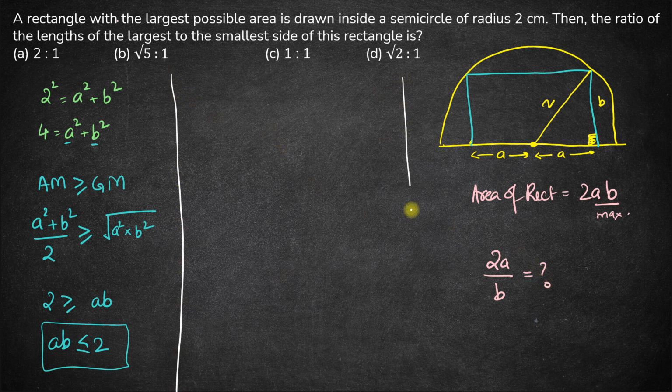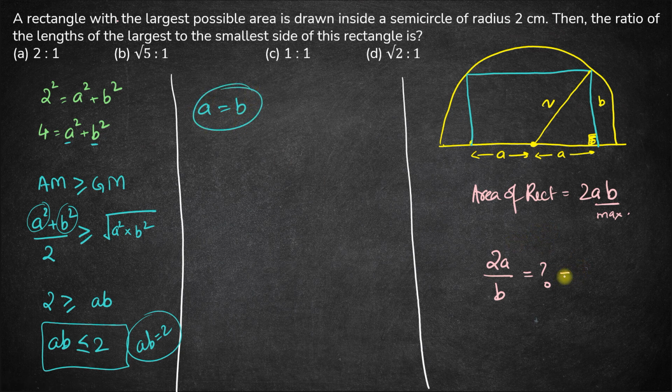Fine. So again, coming back to this property, AM is greater than or equal to GM. We have figured out now that A into B should be equal to 2 to maximize the area. That means we are looking at the equality. And when does the equality happen? Equality happens when both these numbers that we are considering are equal. AM is equal to GM when the numbers under consideration are equal. That means A squared should be equal to B squared. So this effectively gives us that A should be equal to B, and if A is equal to B, the ratio of length and width, 2A to B, the A and B get cancelled out, and the ratio becomes 2:1.